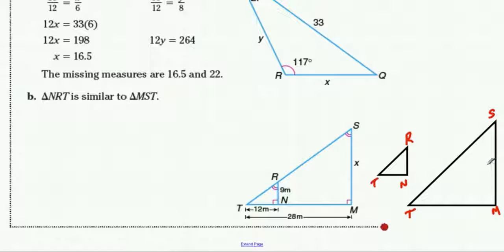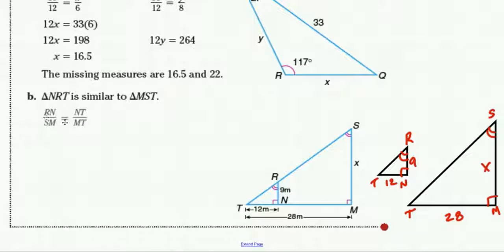And this is S. Sorry, that's X. These two angles are congruent because of those two arcs. The measure of MT is 28. The measure of NT is 12 meters, and this is 9 meters for RN. And SM has X, and we have right angles right there. Measures 90 degrees. So let's begin to solve this problem.